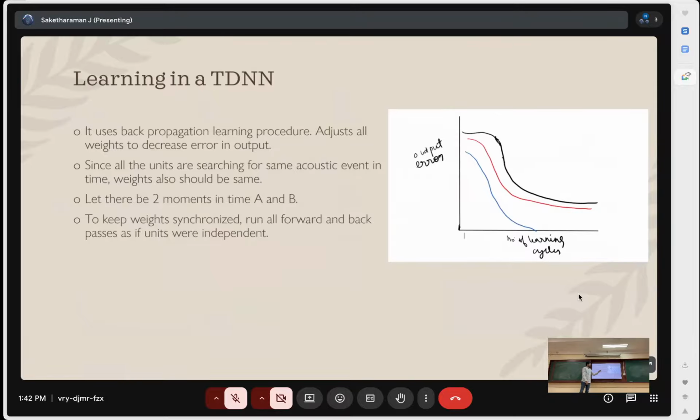Since all the units are searching for the same event or the same sound, the weights should be the same. If the weights are different, that means that the network is biased. Say they have two moments in time, A and B. If it independently calculates the weights for A, and then calculates the weights for B, and the model continues learning without sharing, the weights will go farther apart, which is why we take the average of the weights and then apply the weight change to each weight.